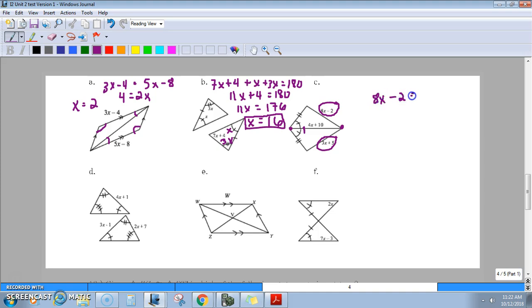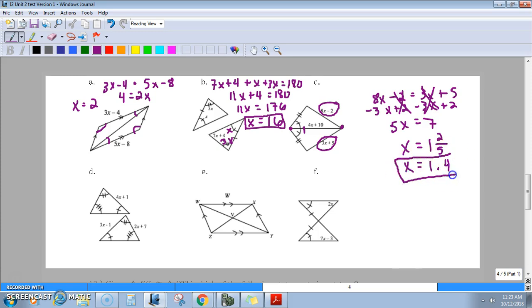8x minus 2 equals 3x plus 5. I'm going to subtract 3x from both sides, and at the same time I'm going to add 2. So two steps at one time, that cancels out here, this cancels out there. I get 5x is equal to 7. Divide both sides by 5. x is equal to 1 2/5, which is 1.4.